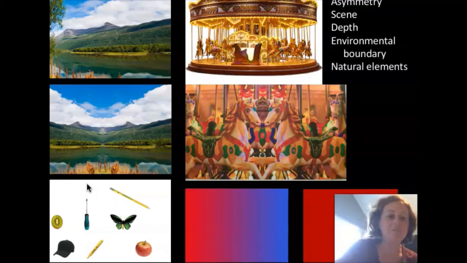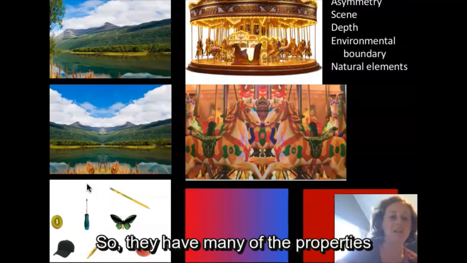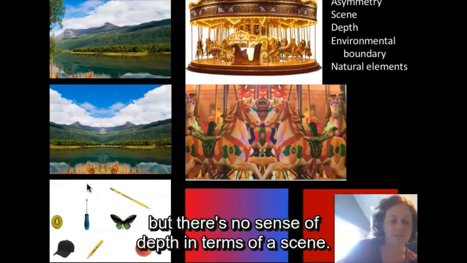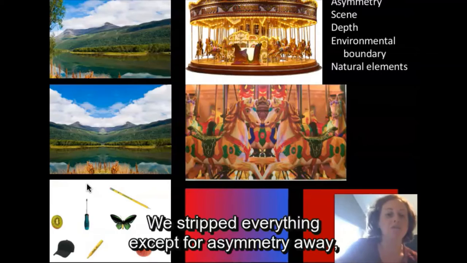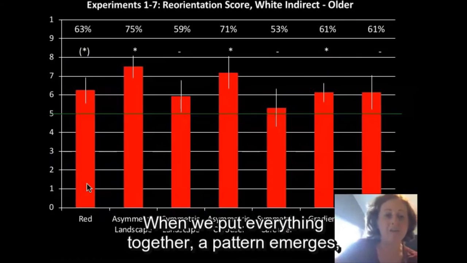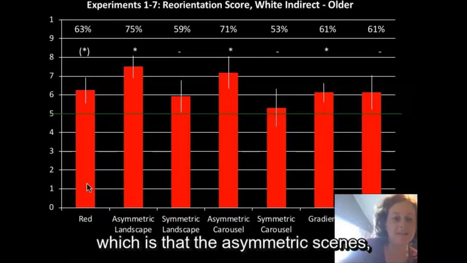Here you can see, for example, an asymmetric carousel and a symmetric carousel. They have many of the properties that the landscape has, but they're not natural and they don't have an environmental boundary. We have these objects that are displayed that look like you can reach in and touch them, but there's no sense of depth in terms of a scene. There's just depth in terms of the object. We stripped everything except for asymmetry away and made this asymmetric gradient. And of course, we have baseline data from the red wall. When we put everything together, a pattern emerges, which is that the asymmetric scenes, the ones that you feel like you can walk into, really elicit the best performance.